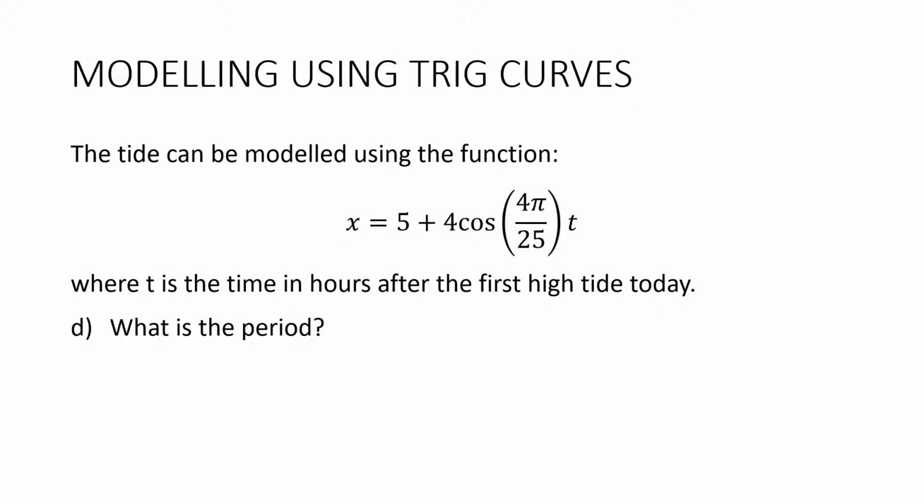D, what is the period? So we're going to use that formula, remember, 2 pi on b. And b is the number that's in front of the pronumeral here. So it's 4 pi on 25. So I'm going to put that in here. Working that out either by hand or on the calculator is going to give us 25 on 2 or 12.5 hours.